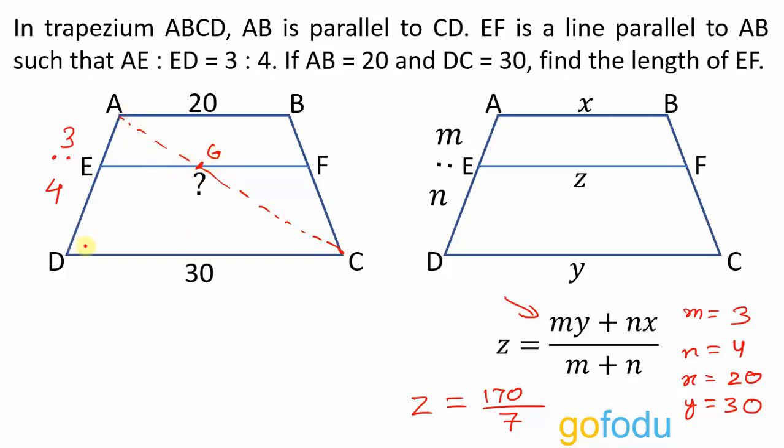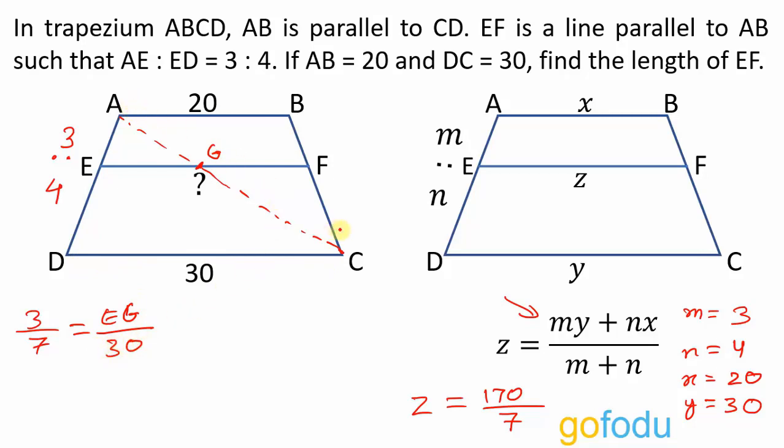Now in triangles ADC and AEG, we have EG parallel to DC, so these two triangles are similar. A small triangle is similar to this bigger triangle, and the ratio of corresponding sides will be equal. So AE upon AD is 3 upon 3 plus 4, which is 7, and this will be equal to EG upon DC. DC is 30.